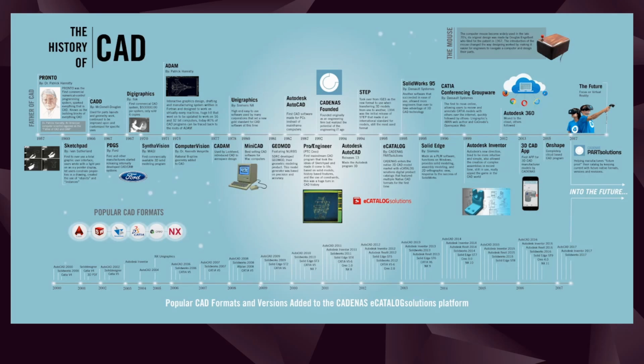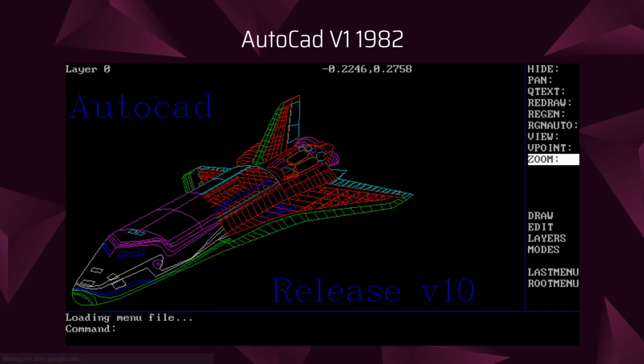And now, in the 2020s, back in 2017, there was the release of Part Solutions, where they have virtual reality CAD. So basically, this was one of the first loading screens for AutoCAD in 1982. This was within the first 10 editions of the release. It's very 2D. If you ever used AutoCAD in the 80s, you definitely remember this loading screen.